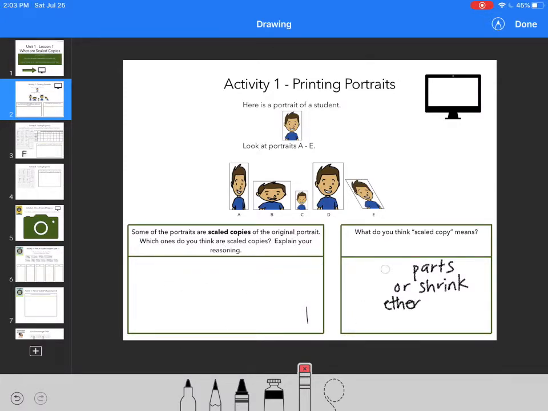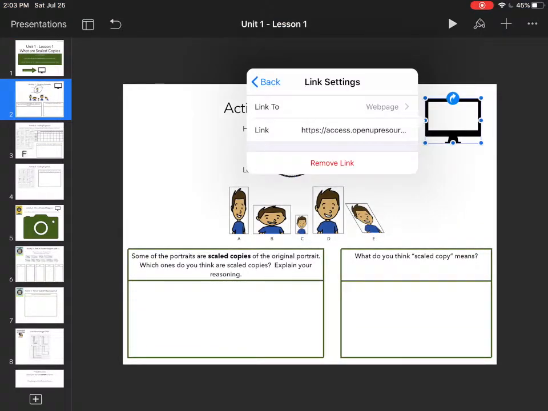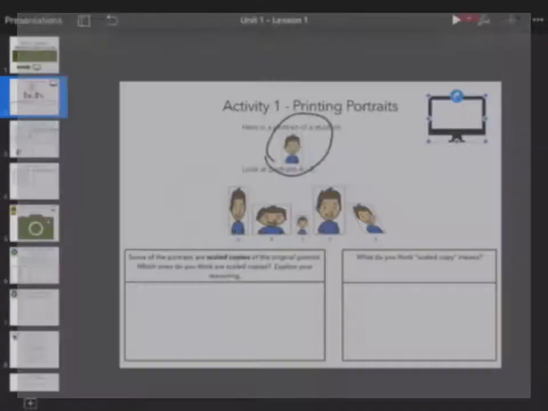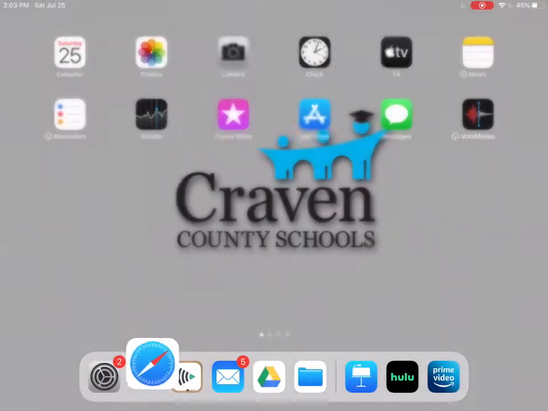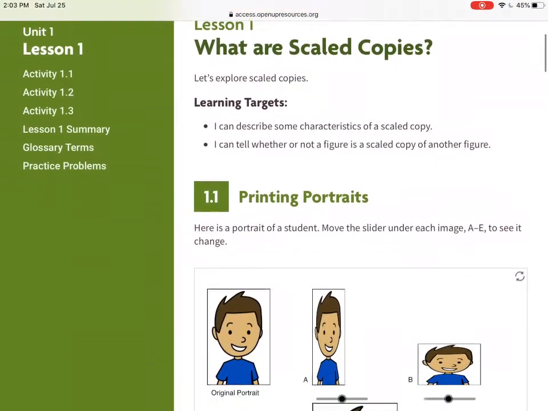So we're looking at this original portrait, which is up top. And then we're comparing it to A, B, C, D, and E. So I'm going to use the applet for this part. So I'm going to click back and then I'm going to click open for my link because I want to compare them. So I'm going to go back and look at my questions. It said some of the portraits are scaled copies of the original portrait. Which ones do you think are scaled copies? Explain your reasoning.